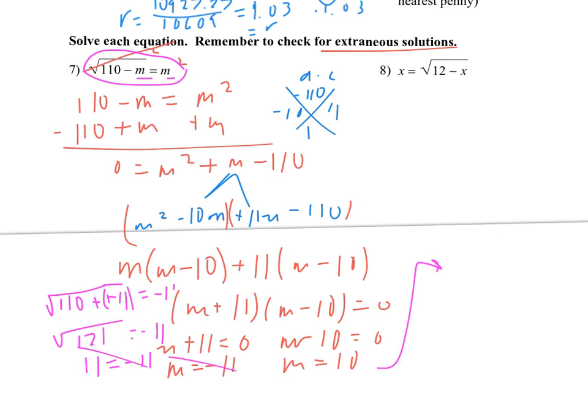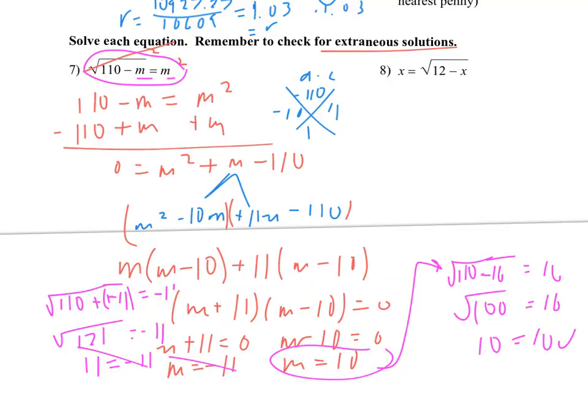Whereas this one over here says the square root of 110 minus 10 equals 10. So the square root of 100 equals 10. And 10 equals 10, which is certainly true, so that's my only answer.